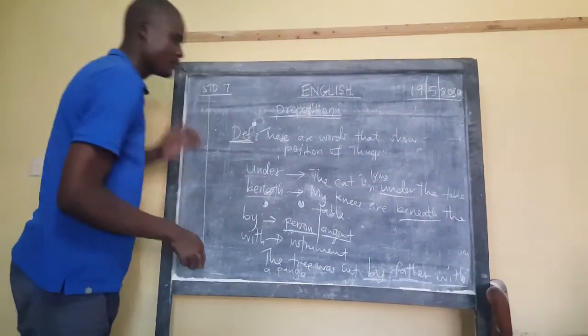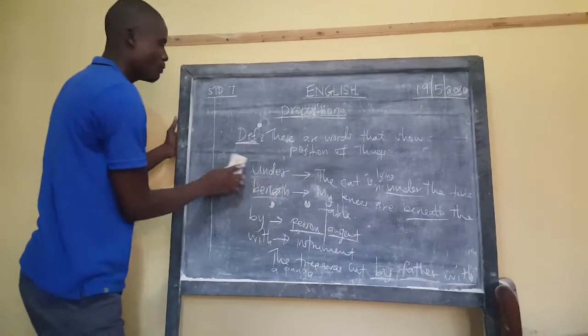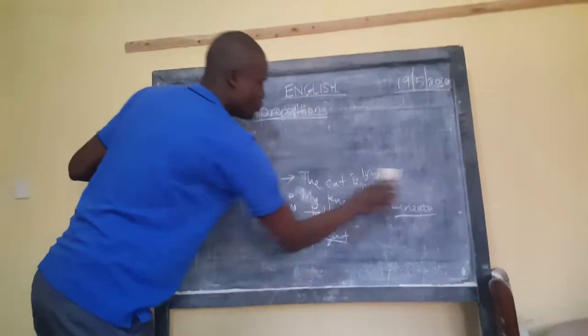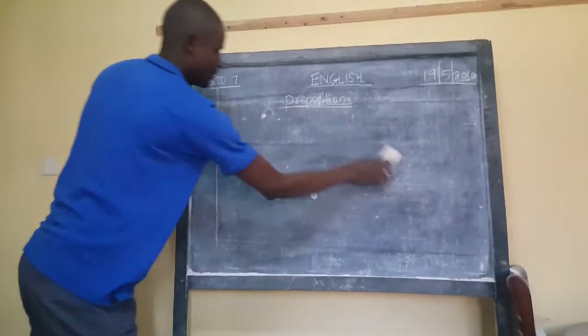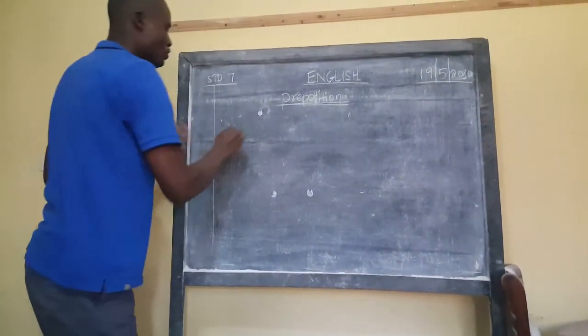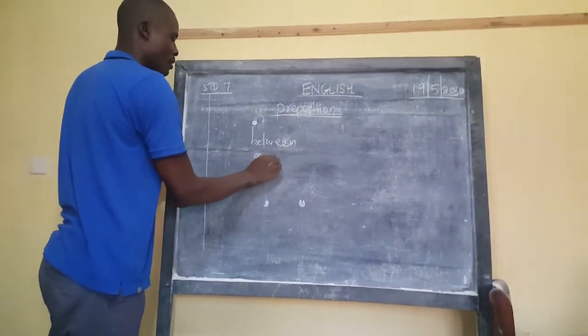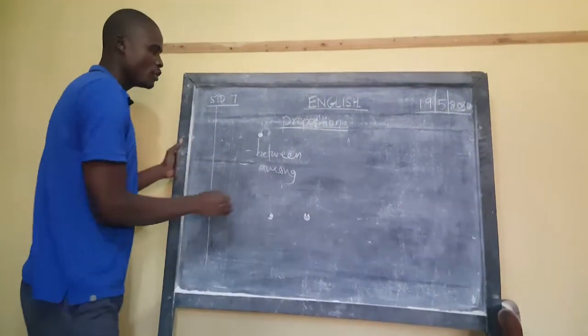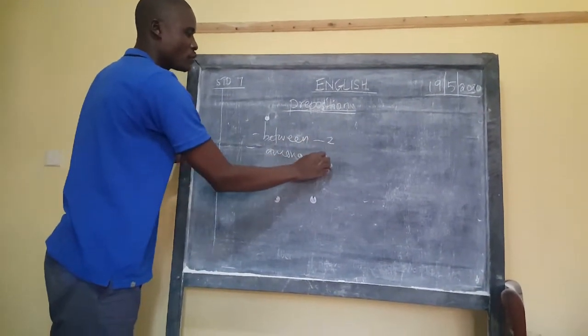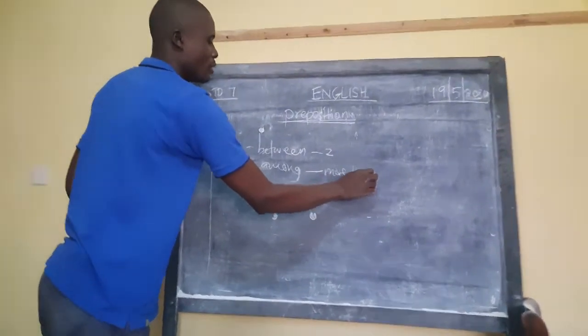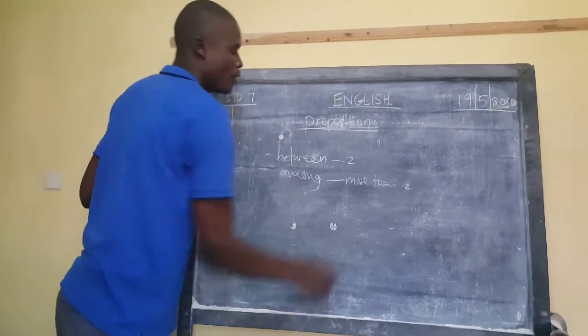Between and among, that one is so simple, I won't write it on the board, but just to mention: between is just to show two things, learner. Between and among. Between shows two, and then among shows more than two people.